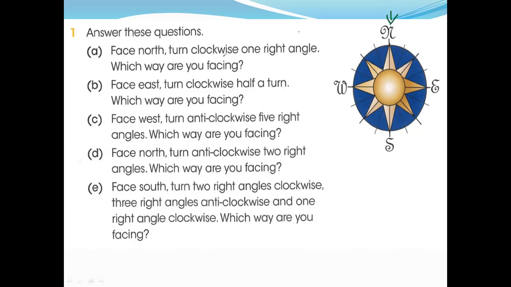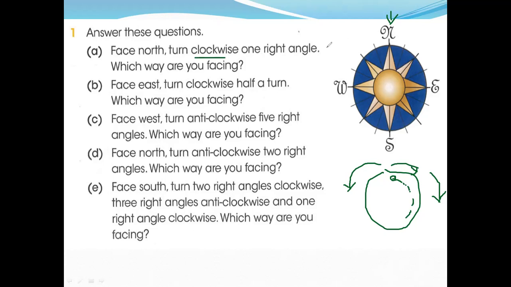Turn clockwise. You know about clockwise and anti-clockwise. Clockwise is like the clock: the hands of the clock move clockwise, 1, 2, 3, 4, 5, 6, 7, 8, like this in a circle. So this side is called clockwise, like on your watch or your clock, and the opposite side is called anti-clockwise. The question talks about clockwise.